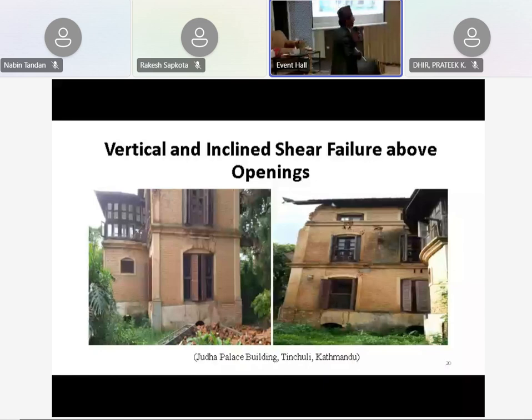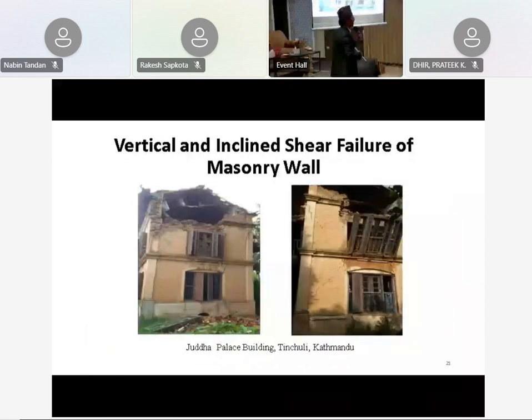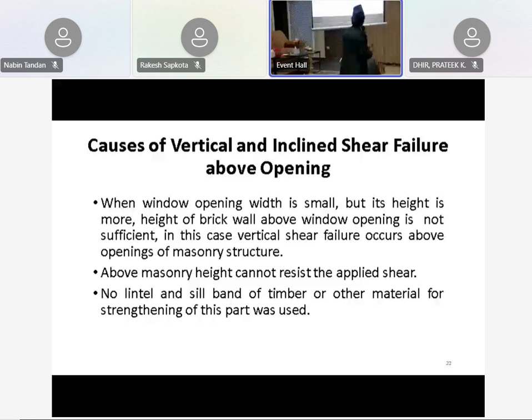That's why we can see the cracks there. Next, please. And here is also... and next, please. The basic causes of this one in the palaces are the vertical failure at the inclined failure, the huge openings between the two floors, and there are not enough timber bands between them. Some of the structures have no timber bands, and some have them, but it seems they might not be enough, and there are no lintel and sill bands either.